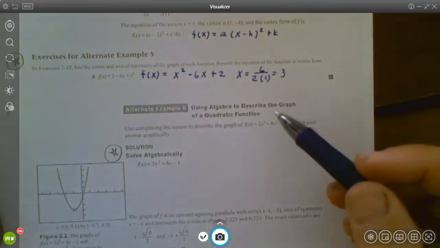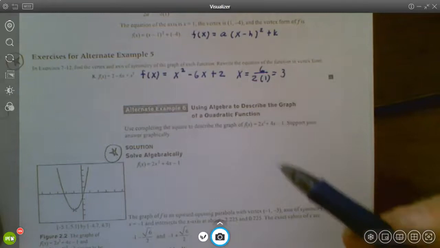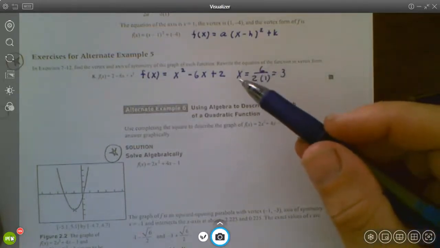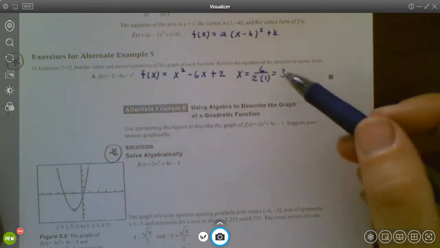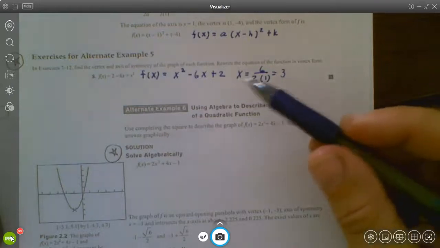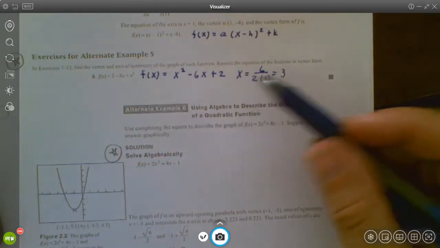Do keep in mind that if you're ever asked on a test question to write the equation of your axis of symmetry, it does need to be an equation. So we need to write it as x equals a number. It's never just a number, right? It's a line, it's not a point. So we always write it as an equation. So there's our axis of symmetry.